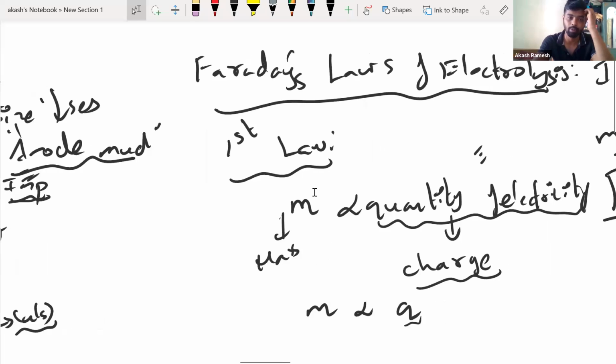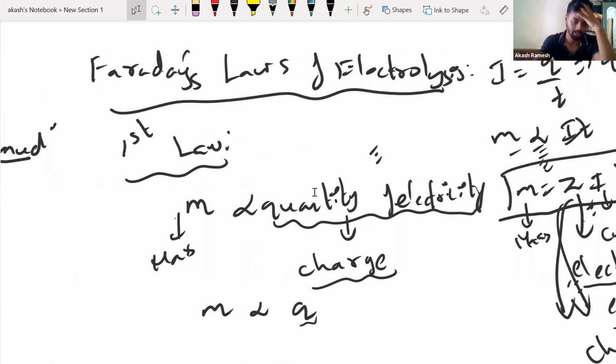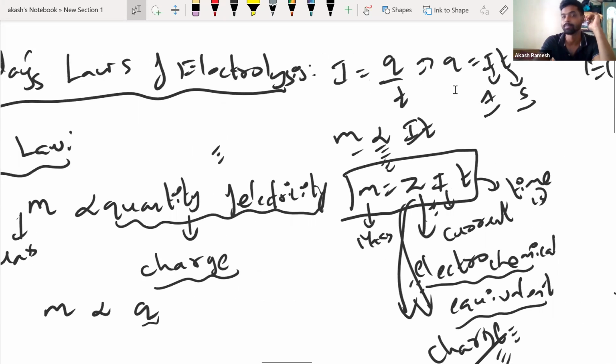And then till now it was only qualitative, that is what is happening, how it is happening and all that. If you want to quantify it, right, how much is going to come? For that, we went on to see Faraday's laws of electrolysis. I told you there are two laws. First law says that the mass of the substance deposited is directly proportional to the quantity of electricity. Quantity of electricity is nothing but the charge, right? So charge is nothing but Q. Q is nothing but I into t, right?